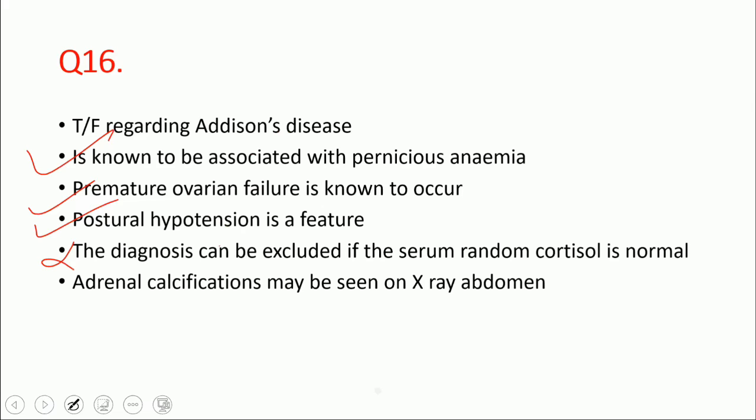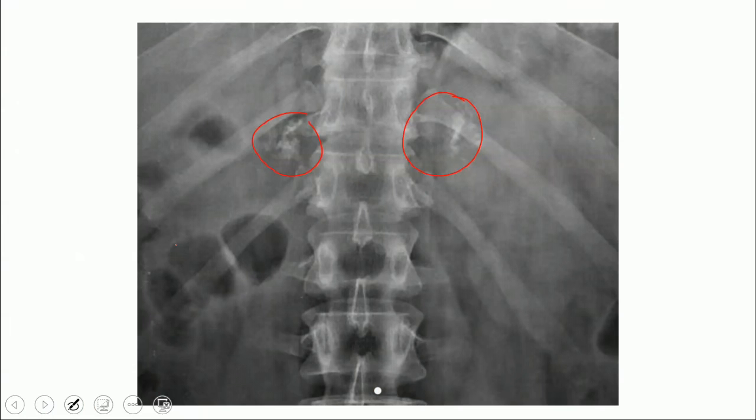And adrenal calcifications may be seen on X-ray abdomen is true. That's what I just showed you. In Addison's disease, you would get adrenal calcifications. Also, we see adrenal calcifications in post-tuberculous adrenal insufficiency.